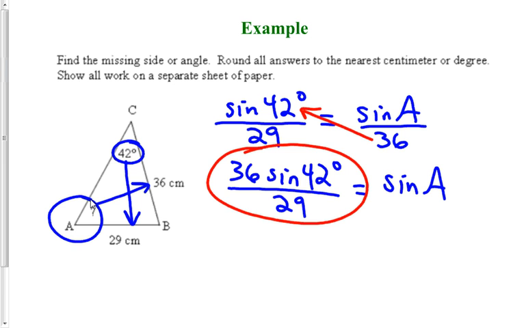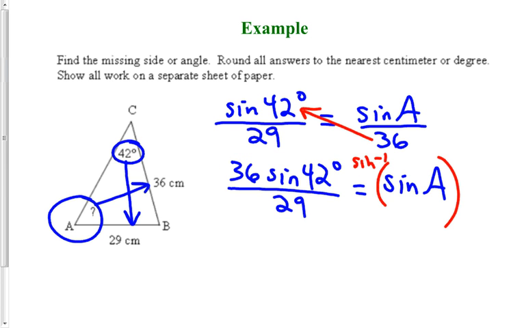Well, think back. When we're solving for an angle, we have to use the inverse, right? So essentially what we have to do right now is take the inverse sine of both sides. We know that the inverse sine undoes the sine, and that's what gets me my angle A all by itself. And now everything on the left side I can plug right into the calculator.